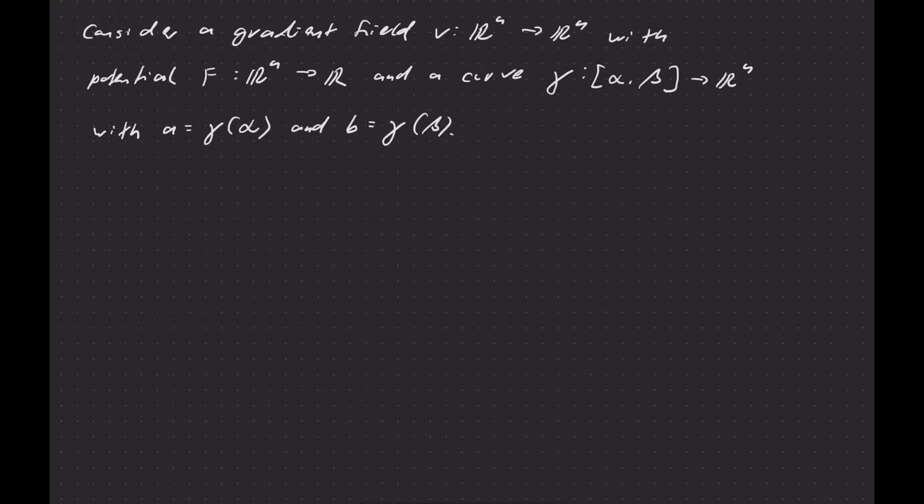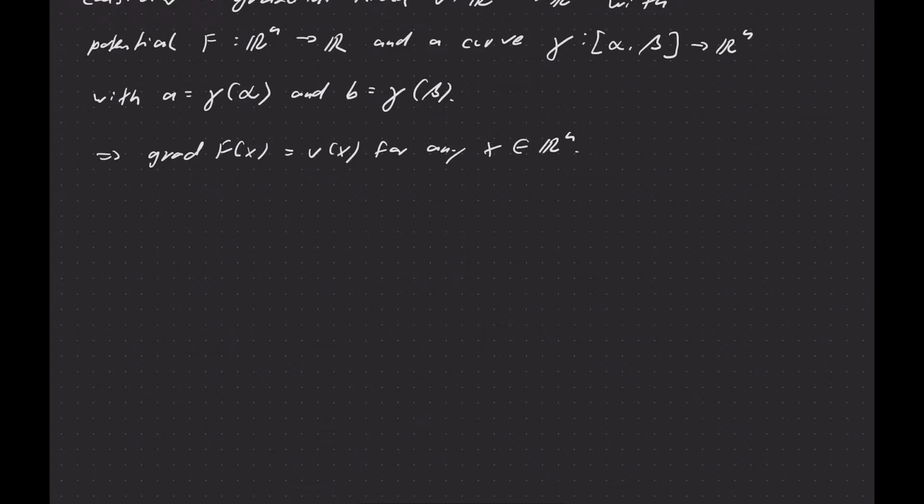Okay, so we know, because V is a gradient field and F is its potential, we know the gradient of F of x is equal to V of x for any x in R to the n.